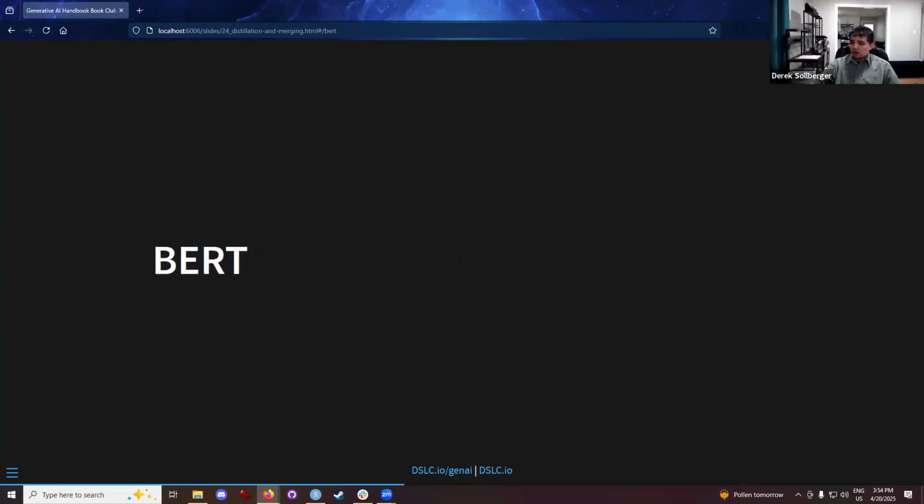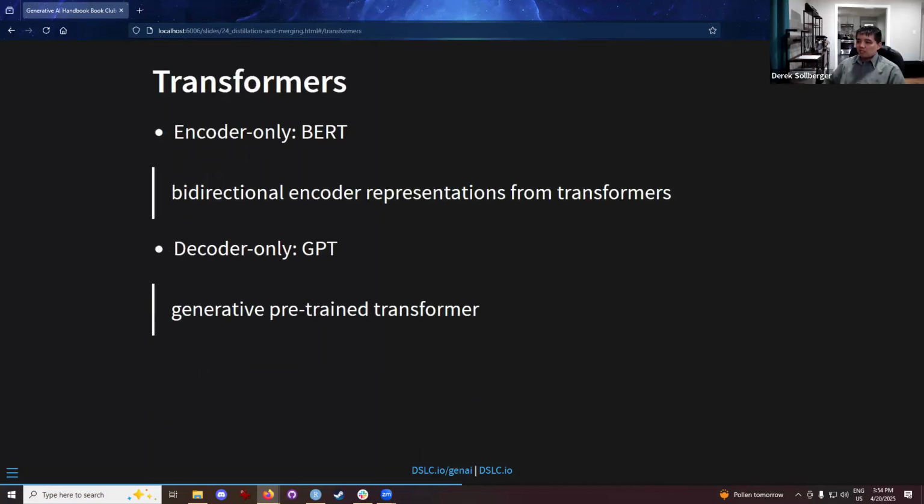When we were talking about encoders and decoders, a popular development among encoders was called BERT, bidirectional encoder representations from transformers. Whereas in the public sphere, the decoders became very popular because that's what led to GPT, the generative pre-trained transformers.